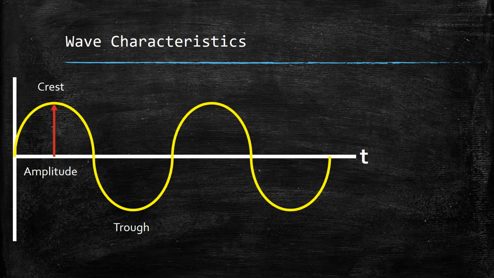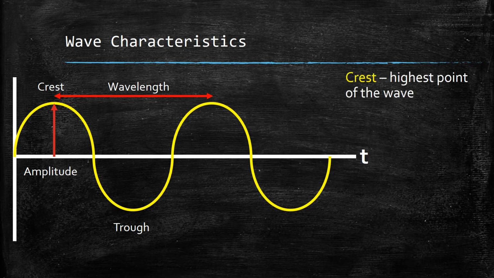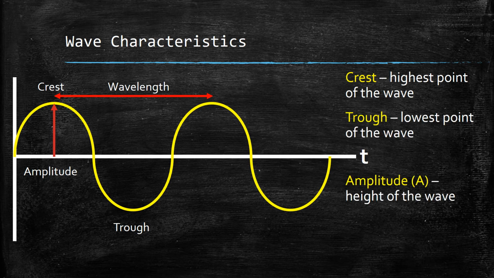Again, looking at those similar points, between here where the wave is starting to increase and then where the wave starts to increase again, or here between the trough and the trough, or here between the crest and the crest, the points in between where the wave starts to repeat itself is known as the wavelength, the length of the wave. So let's look at those key definitions. The crest is the highest point of the wave. The trough is the lowest point of the wave. The amplitude is the height of the wave. And the wavelength is the length of the wave.